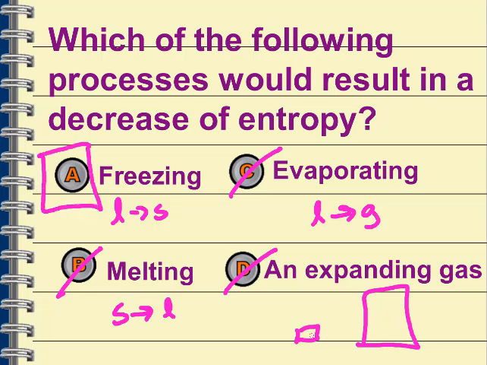D is an increase in disorder because, again, if I had two molecules of gas, they have much more microstates in the container to the right.